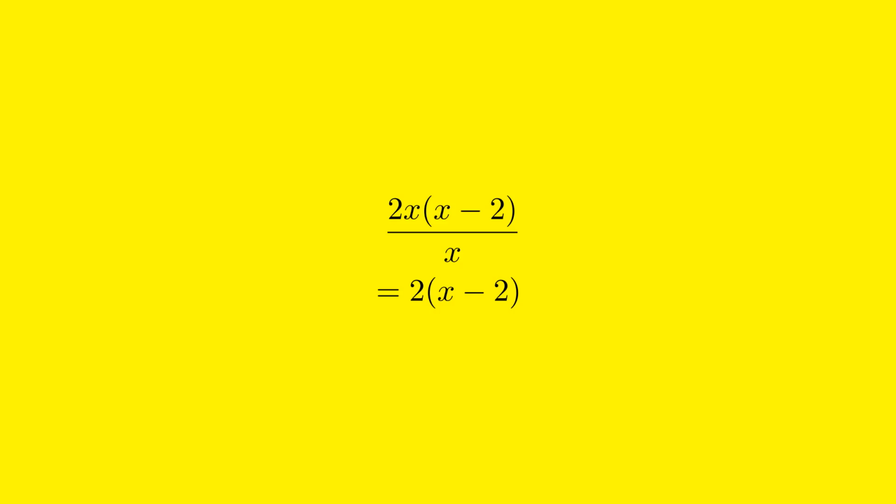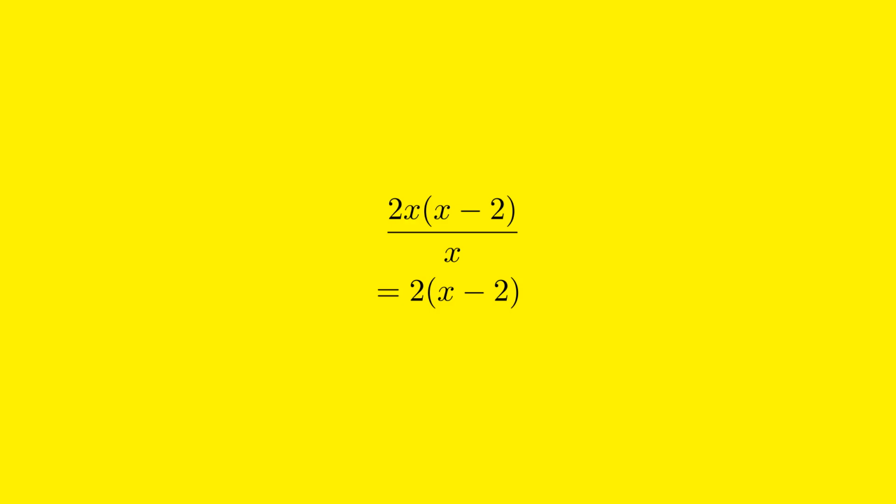Step 2. Now that the expression 2x times x minus 2 over x has been rewritten, we can simplify further by cancelling out common factors in the numerator and the denominator. In the current expression, 2x times x minus 2 over x, we notice that both the numerator and the denominator contain the factor x. This means we can cancel the x in the denominator with one of the x's in the numerator. Cancelling out common factors essentially means dividing the numerator and the denominator by that common factor.